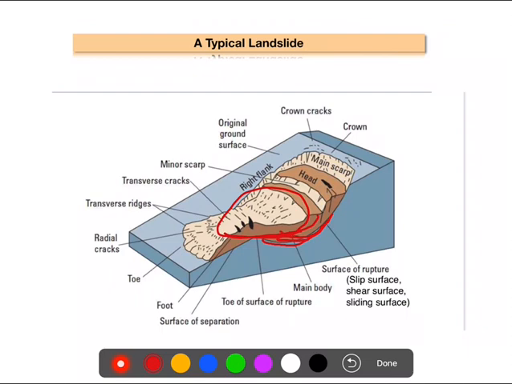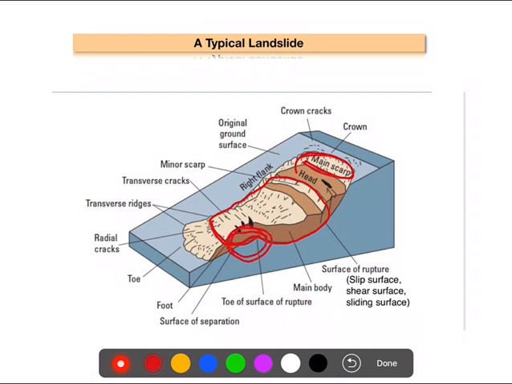So this is the surface of rupture, and this is the main scarp. It overlies the surface of rupture, between the main scarp and the toe of the surface of rupture. If I put it in normal terms, it is the actual body of the landslide, or the mass of the soil which is failing. It is generally between the main scarp and the toe of surface of rupture.